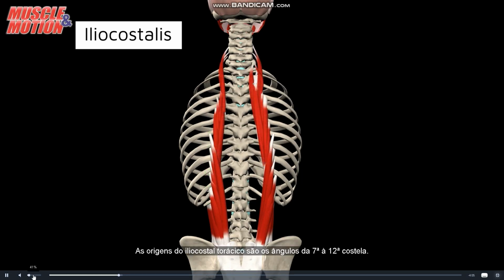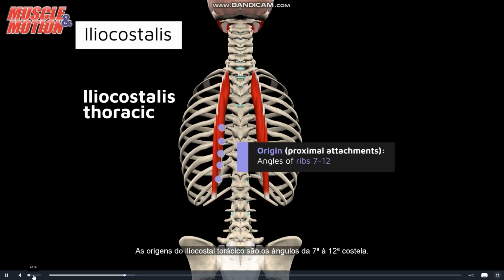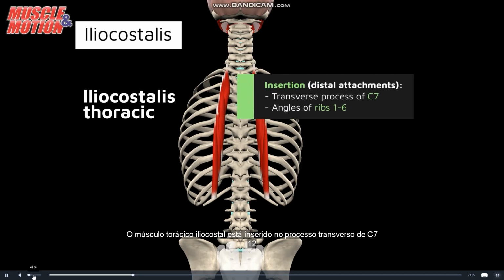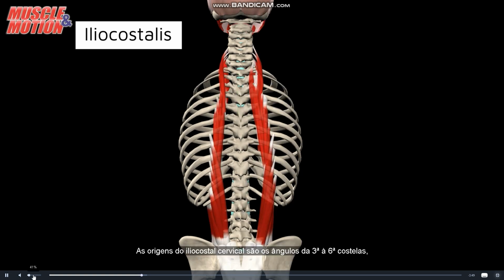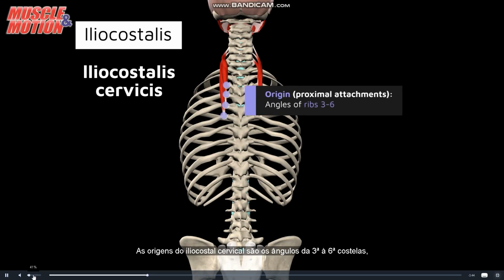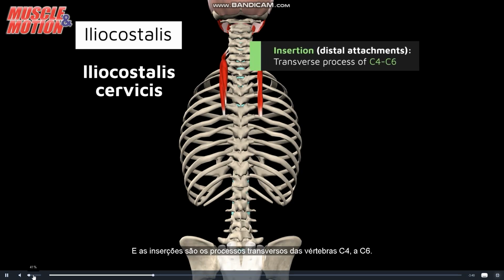The origins of the iliocostalis thoracic are the angles of the 7th to 12th ribs. The iliocostalis thoracic muscle inserts to the transverse process of C7 and to the angles of ribs 1 through 6. The origins of the iliocostalis cervicis are the angles of the 3rd to 6th ribs, and the insertions are the transverse processes of vertebrae C4 to C6.